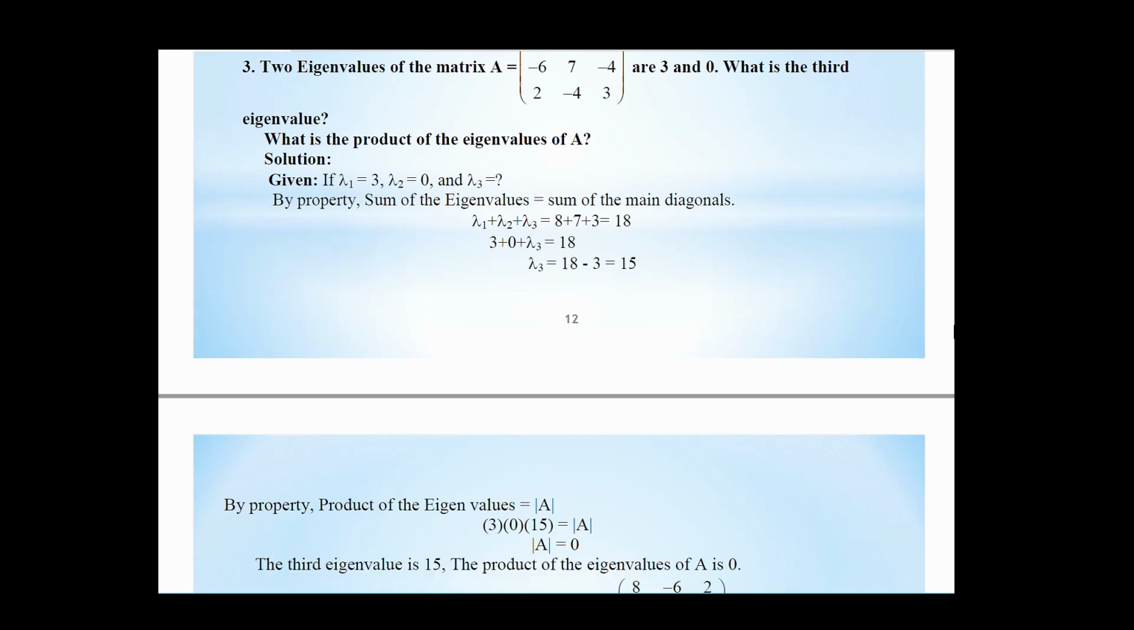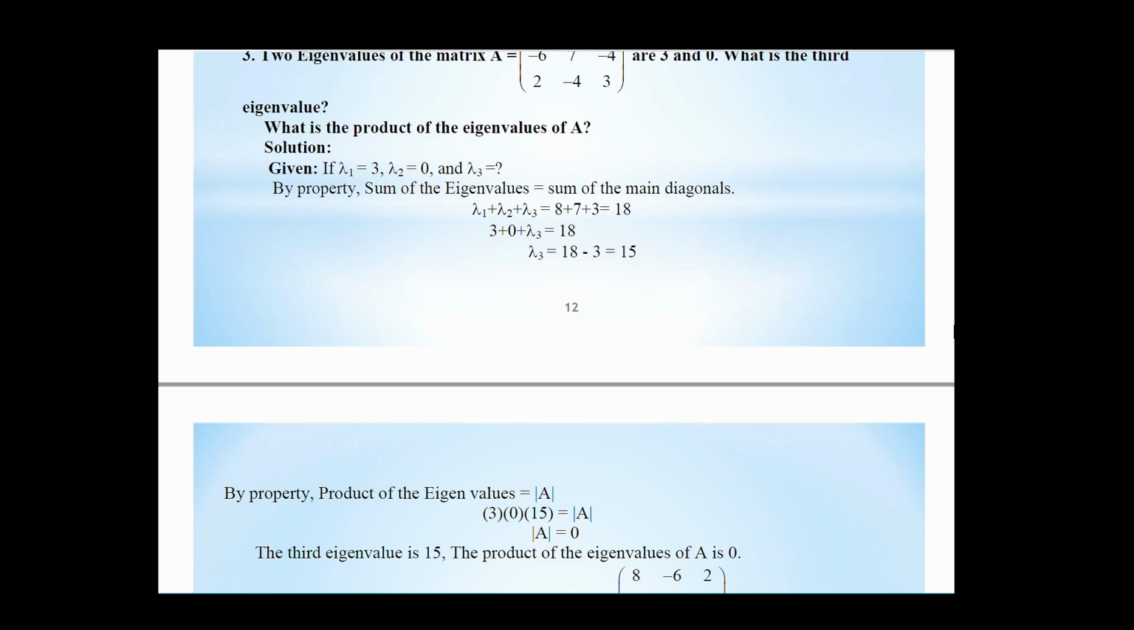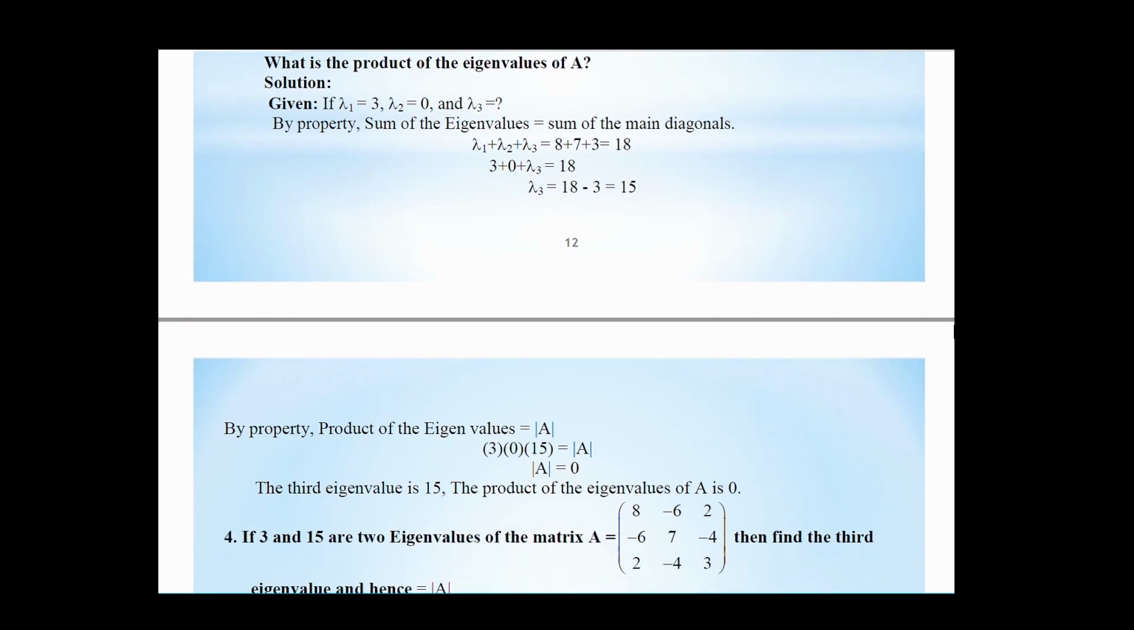Now we find out the third eigenvalue. We are asking what is the product of eigenvalues of A. First we find out the third eigenvalue and then we find out the product of eigenvalues. We know the property of eigenvalues: the sum of the eigenvalues is equal to the sum of the main diagonal. Here they are given lambda 1 equal to 3, lambda 2 equal to 0, but we don't know lambda 3. So we add these eigenvalues, lambda 1 plus lambda 2 plus lambda 3 equal to the sum of the main diagonal elements, which is equal to 18.